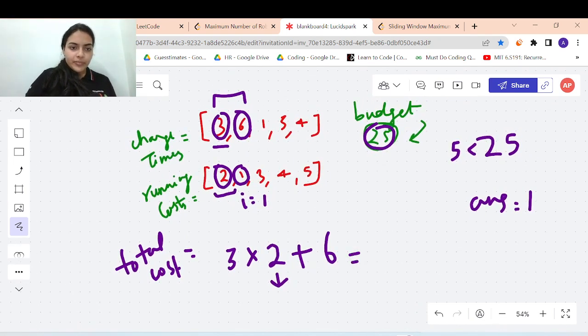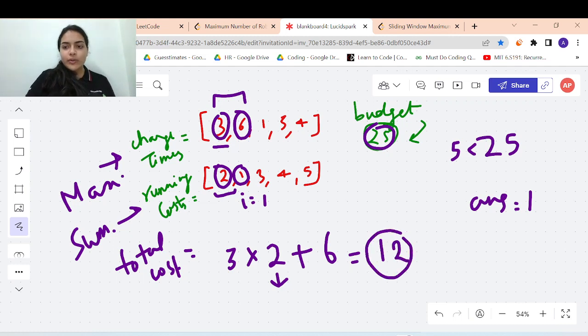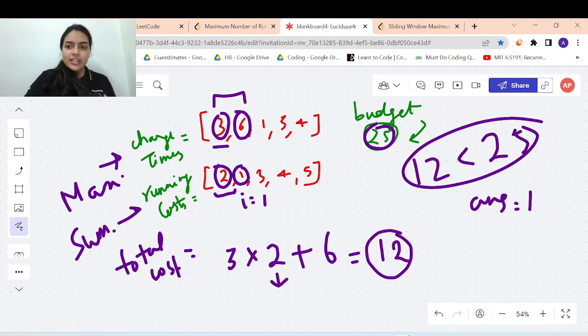So remember, in this array we have to take the maximum, in this array you have to take the sum, okay? Let's continue. So 3 into 2 is 6, 6 plus 6 is equal to 12. Now obviously 12 is also less than 25, right? So that means this is also a valid answer.